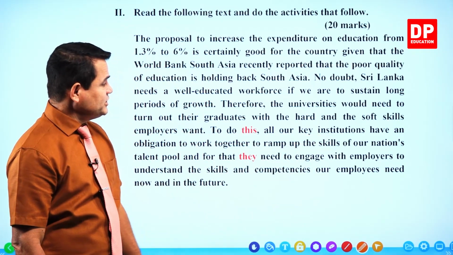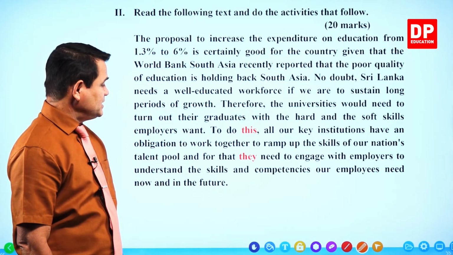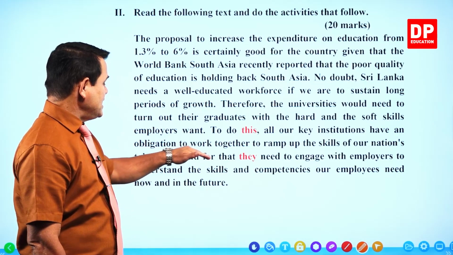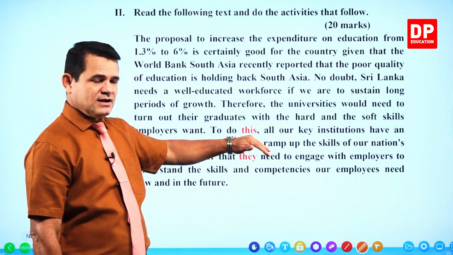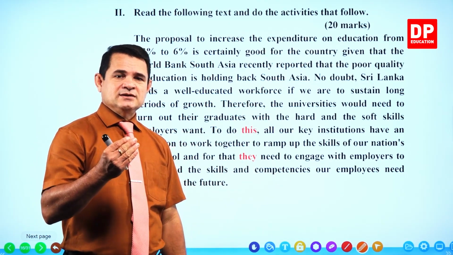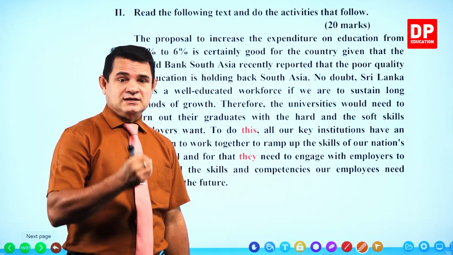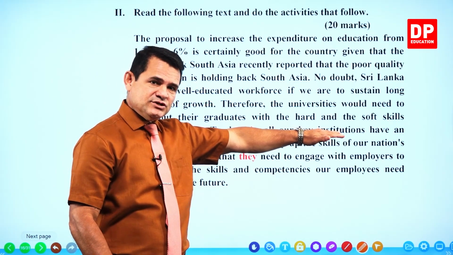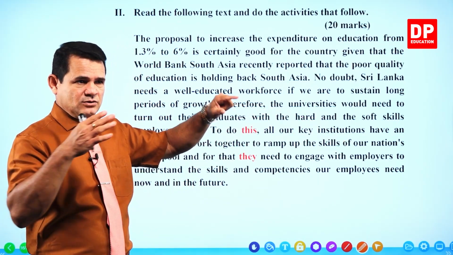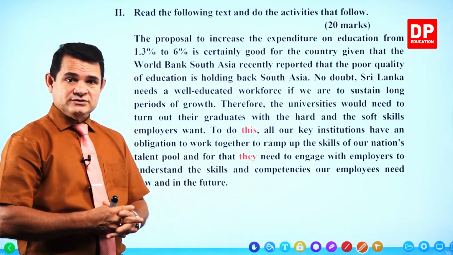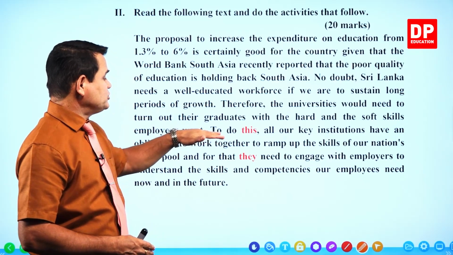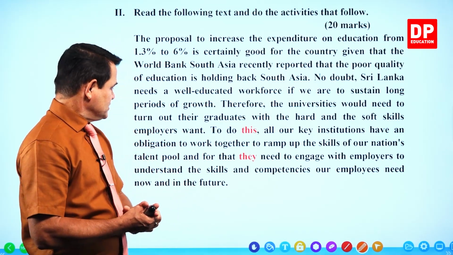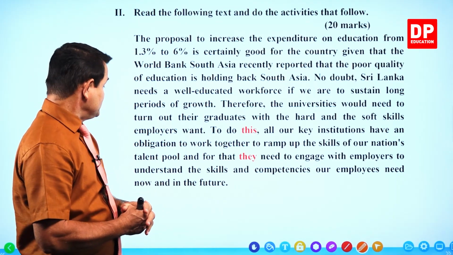all our key institutions have an obligation to work together to ramp up the skills of our nation's talent pool, and for that, මෙන්න මේ කාර්යයට. Now those who are coming out of the universities should be equipped with hard as well as soft skills. මේ skills දෙකෙන්ම දියුණු කරගත්ත පුද්ගලයන් එන්න ඕනේ. එහෙනම් ඒක කරන්න හැම key institution, මූලික සියලුම ආයතන, it can be not only the universities, maybe the training colleges and different institutions have an obligation to work together. They should all get together and work together. එකමුතුව වැඩ කළ යුතුයි. Work together to ramp up the skills of the nation's talent pool.